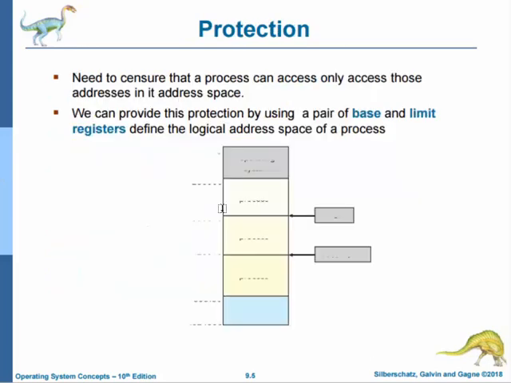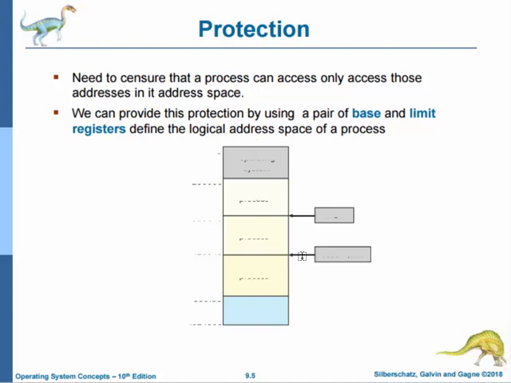In terms of protection, we need to make sure that each process has a separate memory space. The separate per-process memory space protects the processes from each other, and is very important to having multiple processes loaded in memory for concurrent execution. So how do we do the protection?